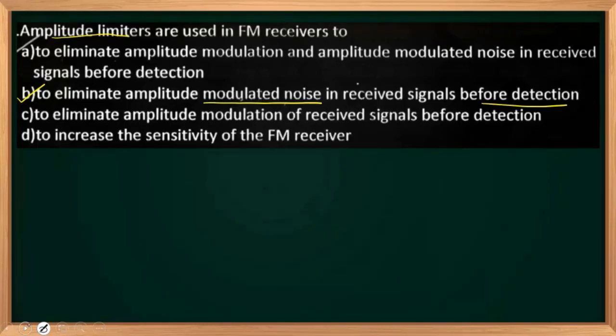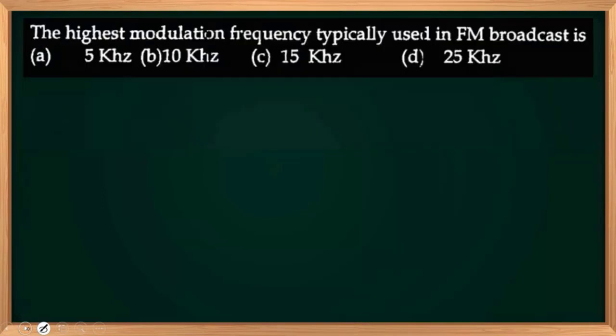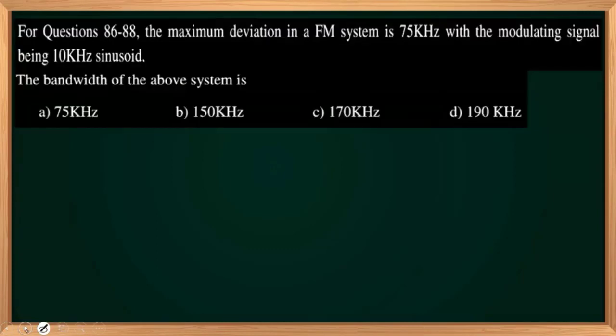Noise elimination: we are using amplitude limiters in FM system. Correct. Next question is a repeated question. The highest modulation frequency typically used in FM broadcast is? It is 15 kilohertz. Right answer. So this question is repeated. Let us move on to the next question.